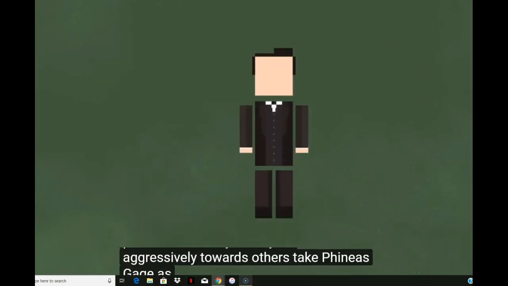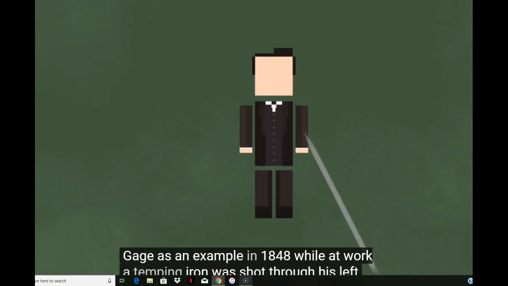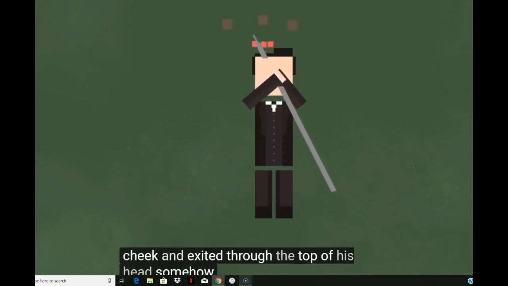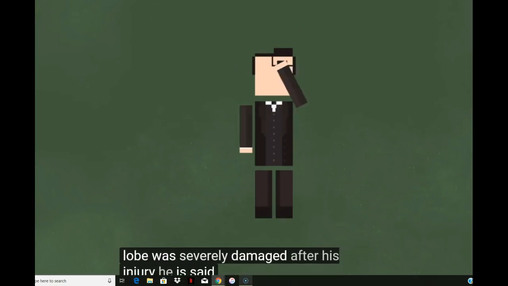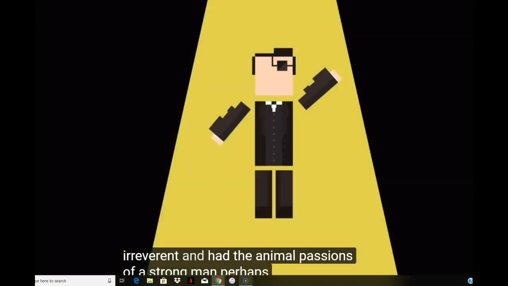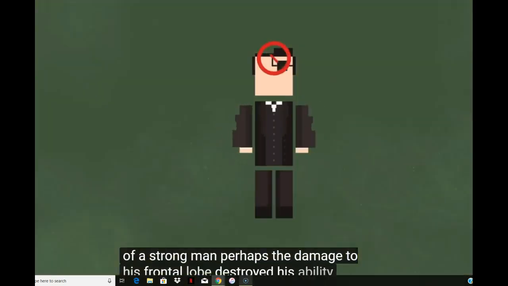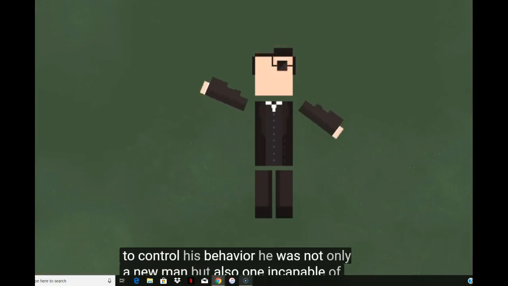Take Phineas Gage as an example. In 1848, while at work, a tamping iron was shot through his left cheek and exited through the top of his head. Somehow he survived, but his frontal lobe was severely damaged. After his injury, he is said to have been fitful, irreverent, and had the animal passions of a strong man. Perhaps the damage to his frontal lobe destroyed his ability to control his behavior. He was not only a new man, but also one incapable of self-constraint.